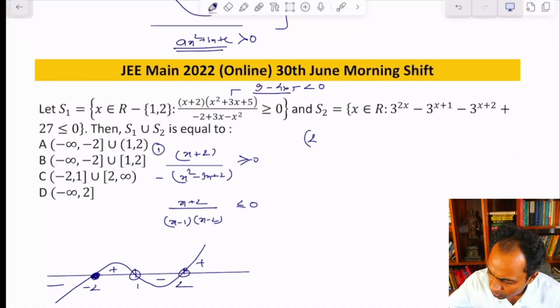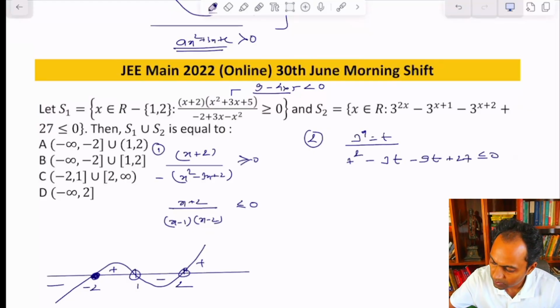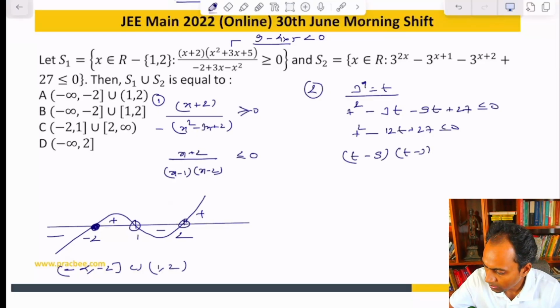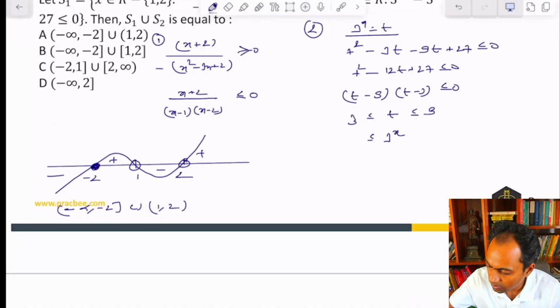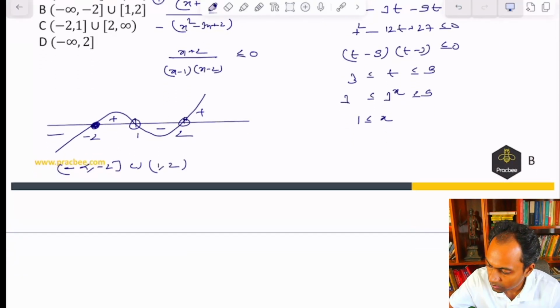Now let us go to the second part. If you want to solve, we will have to put 3 raised to the power x as t. So this becomes t square minus 3t minus 9t plus 27 is smaller than or equal to 0. If I solve this, this is t square minus 12t plus 27 is smaller than or equal to 0. So I can break the middle term as t minus 9 into t minus 3 is smaller than or equal to 0. So t lies between 3 and 9. Now this is not t, this is 3 raised to the power x. You can see that your x will ultimately lie between 1 and 2.